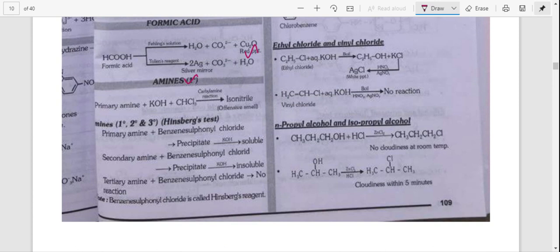Next for amines. Primary amine is when reacted with KOH and CHCl3.